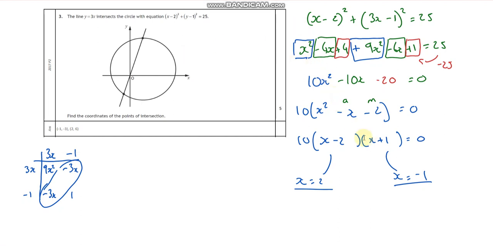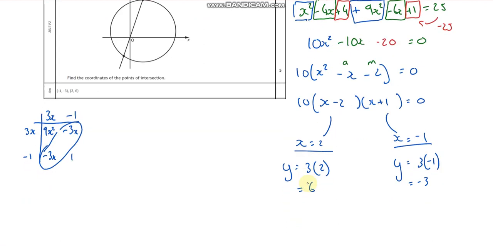Excellent. So it does cut it twice. If you didn't see the sketch, that covers it. If they were equal, you could say I've got two equal roots, therefore it's a tangent and it meets at one point. And the way to work out your y value is just to sub it in to the easiest equation. So 3 times 2, so that's equal to 6, and y is equal to 3 times negative 1, so that's negative 3. I just write them out as a coordinate at the end. So you've got 2, 6, and then you've got negative 1, negative 3.